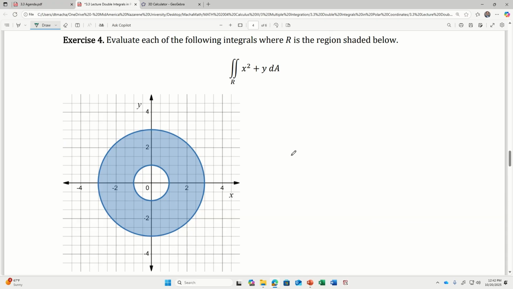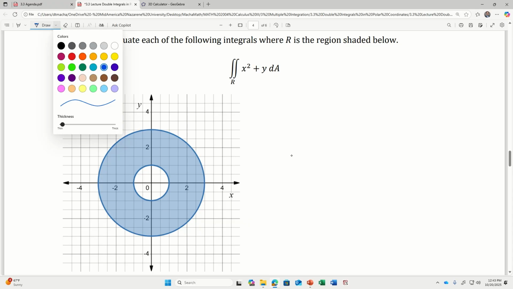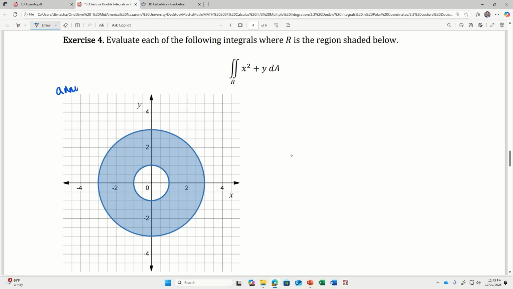Okay, exercise 4. Evaluate each of the following integrals where R is the region shaded below. Well, there's only one in my lecture notes. You get extras in your homework, but sometimes this region is called an annulus, if you see that word anywhere. An annulus is just the area between two circles, two concentric circles. So this is an annular region.